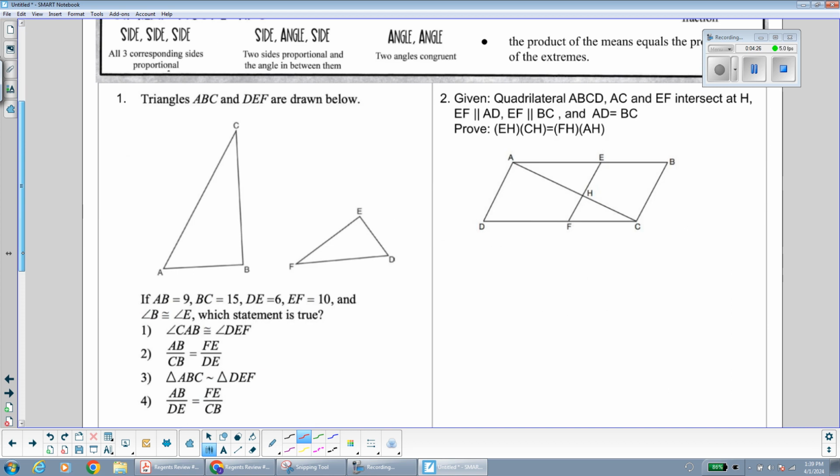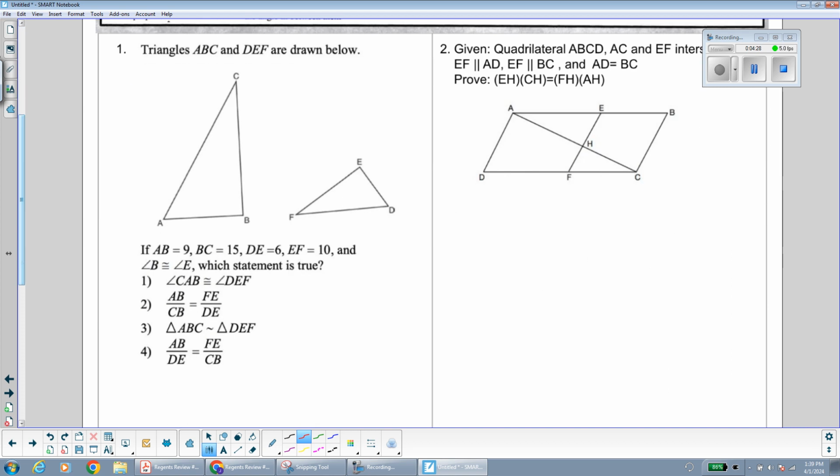Okay, now we have some questions on similar triangles. So we have that AB is 9, that BC is 15, that DE is 6, and that EF is 10. And angle B is congruent to angle E. And we need to know which statement is true. Well, I'm just thinking number 3. I'm seeing SAS here, but I've got to check that they're proportional to each other first. So let me check that out.